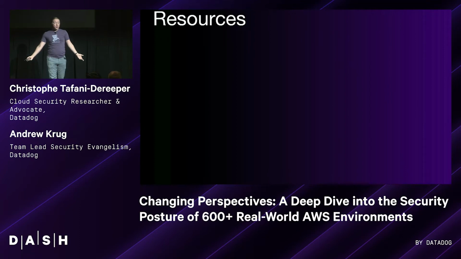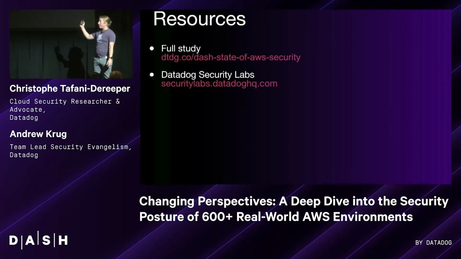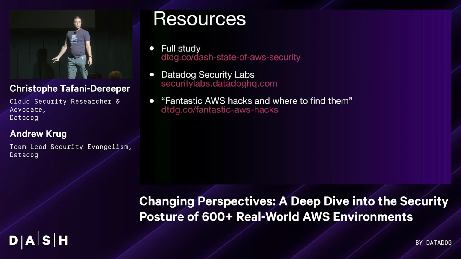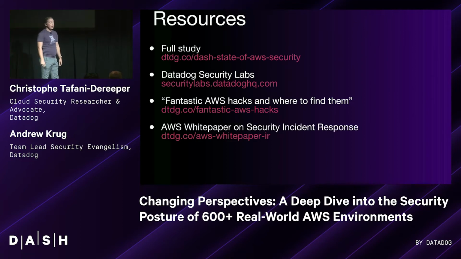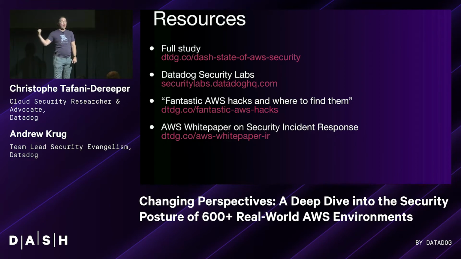As far as resources go for the session, full study available here at the link on screen. Datadog Security Labs website, if you didn't catch that URL. Christophe also has another great talk out there called Fantastic AWS Hacks and Where to Find Them, which is a deep dive on a variety of incidents. And assume that someday, again, if you are in business long enough, that you're going to have an AWS security incident, which is where that final resource comes into play. That is a white paper on IR, all the planning you can do to kind of get yourself set up for an incident, how to run a security incident inside the AWS cloud.